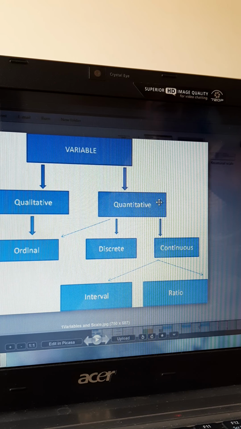I'll give you another example. When you are collecting the height in inches, then the scale is inches. You can collect the height even in centimeters. The scale is different. What is the scale there? Inches. What is the scale here? Centimeters. You understand the scale? Inches scale, centimeter scale.